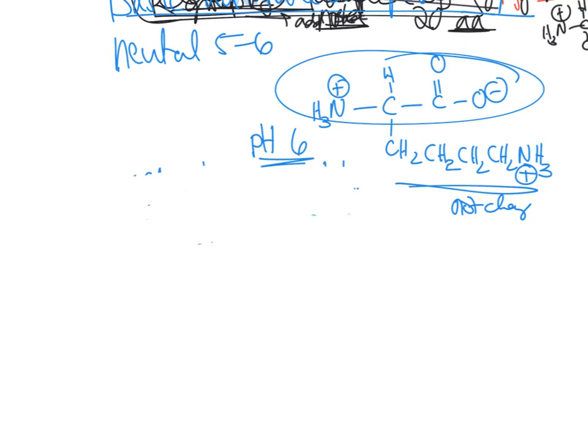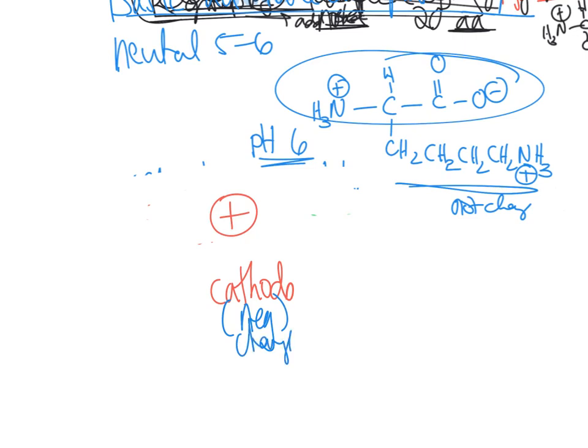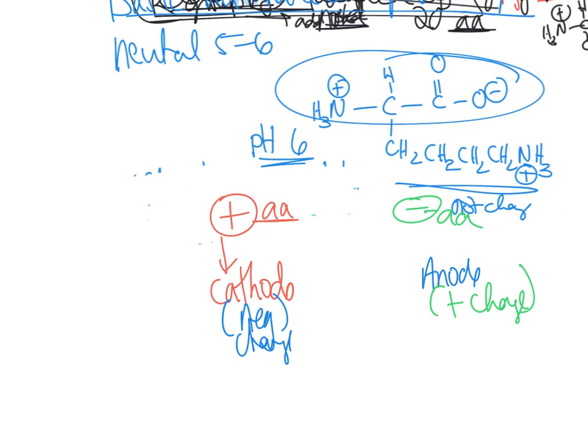So we're talking about electrophoresis separation. When you have a compound that is overall positively charged, it's going to be attracted to the cathode. The cathode happens to be negatively charged, because opposites attract. So if your amino acid is overall positively charged, you're going to find it at the cathode. Whereas the anode is positively charged, and so it's going to attract the overall negatively charged amino acid.